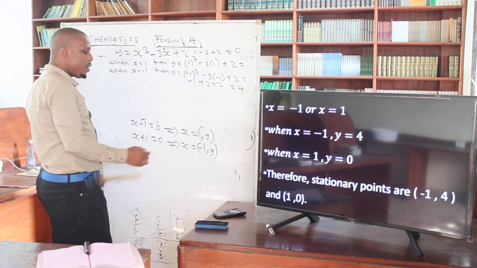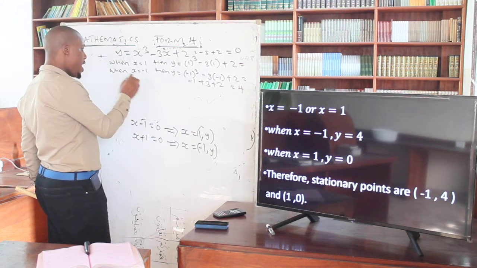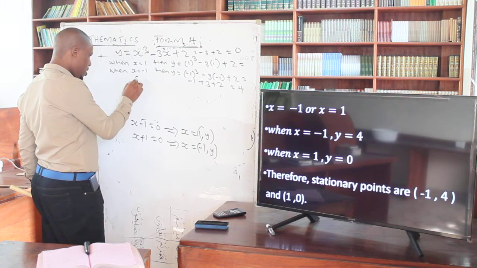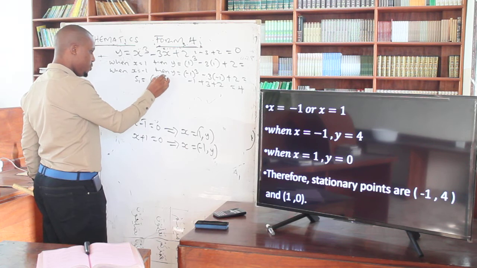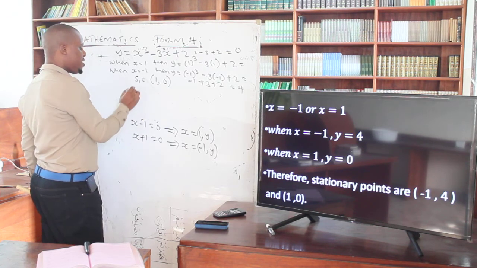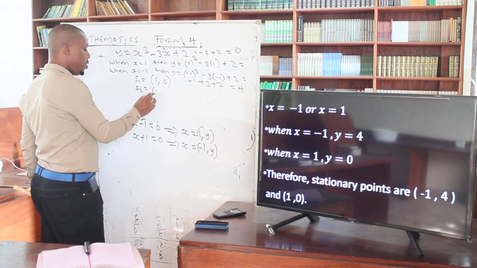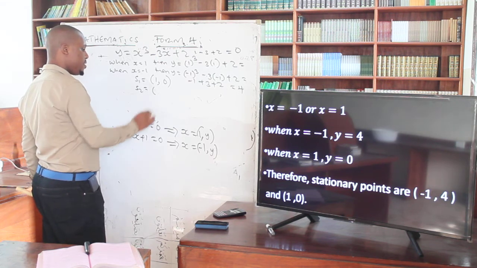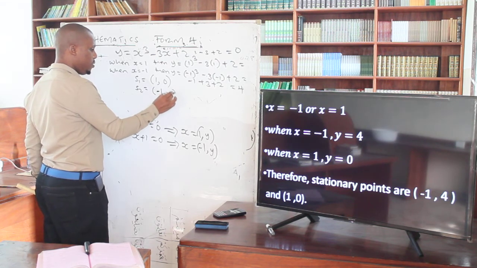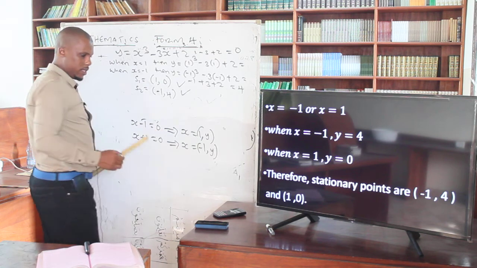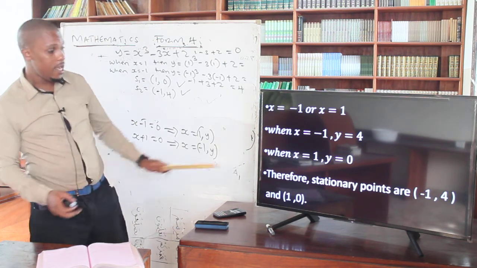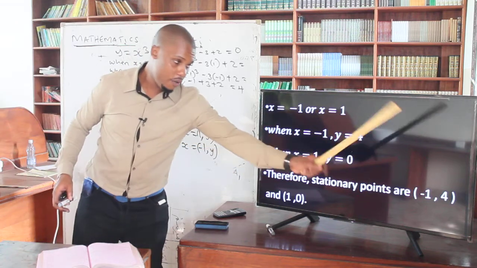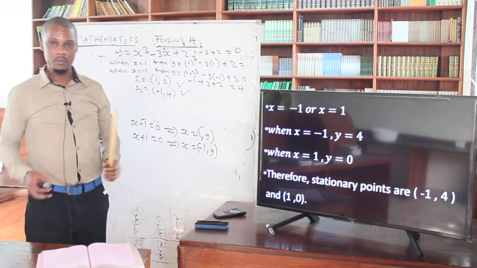So you can see now, you get the two stationary points. The first stationary point, stationary 1, is going to be, when x is 1, the value of y is 0. Okay? Then stationary 2, when x is -1, then y is 4. That's how you can see what I'm telling you in my slide. Therefore, the stationary points are (-1, 4) and (1, 0).